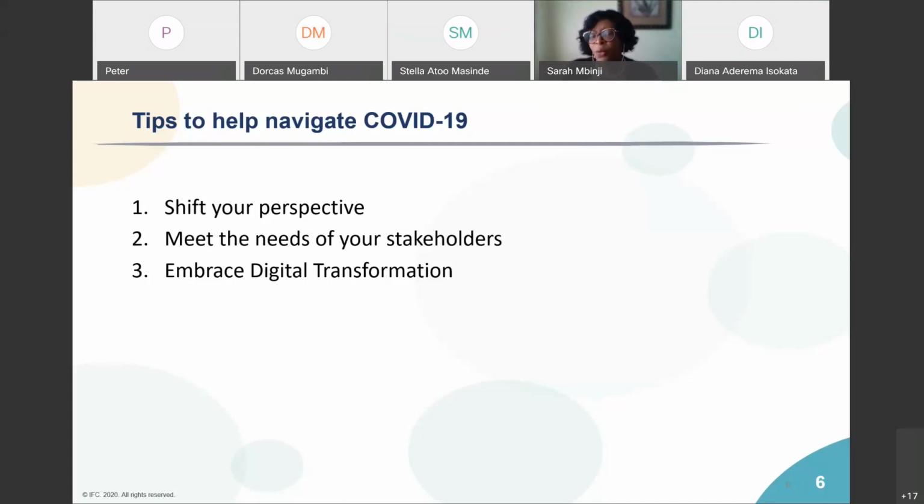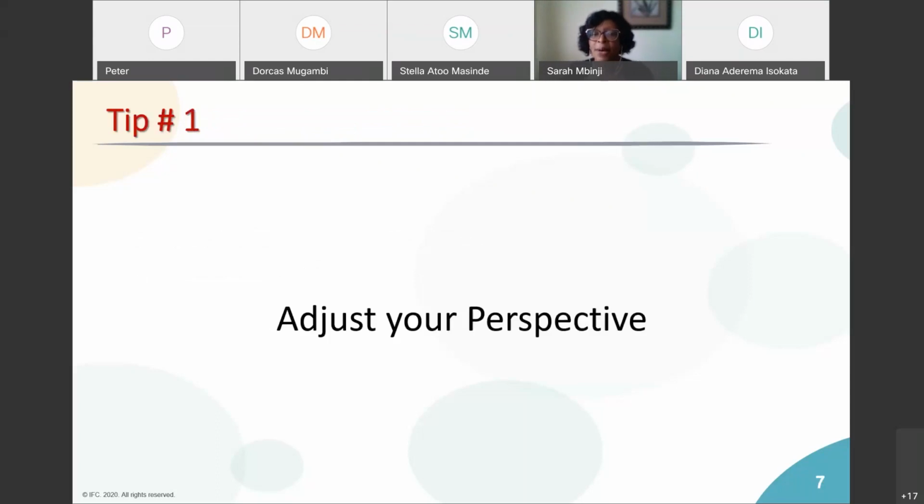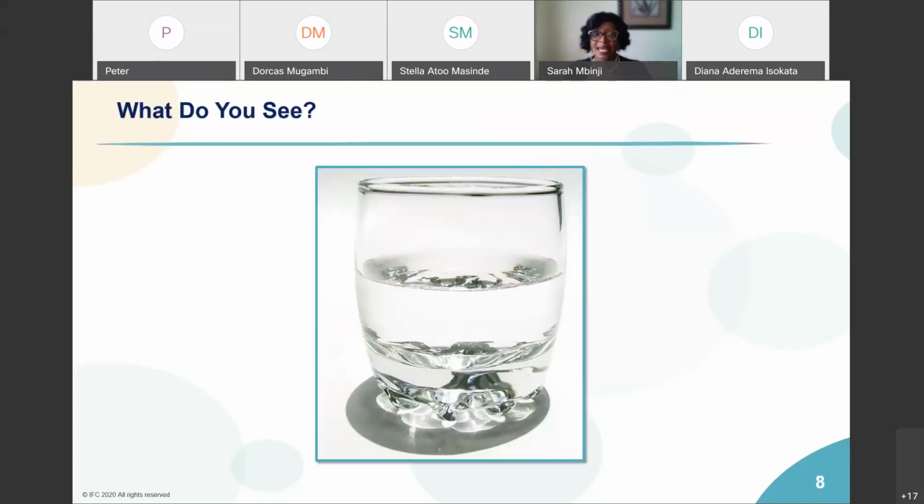So we'll focus on what are the changing needs of your customers and how can you, stakeholders, support them? And then lastly, I'll talk about one or two things about the need for us to embrace digital transformation. Why? Because that's the way of the future. Tip number one, adjust your perspective or adjust your way of doing things, or maybe adjust your business plan.